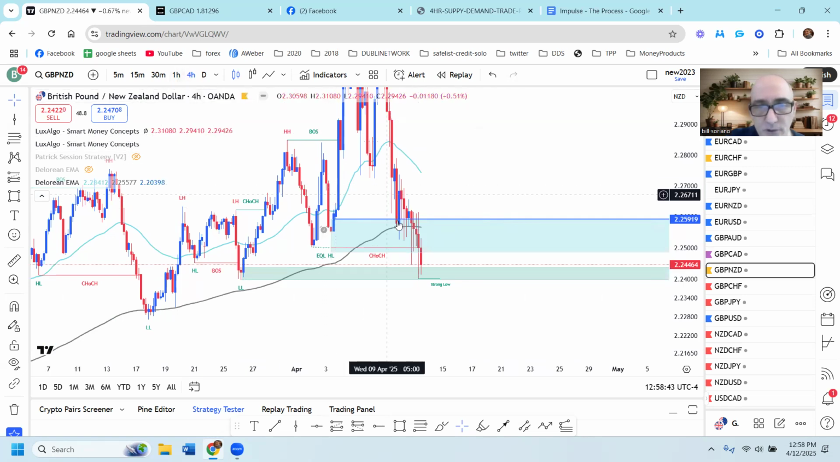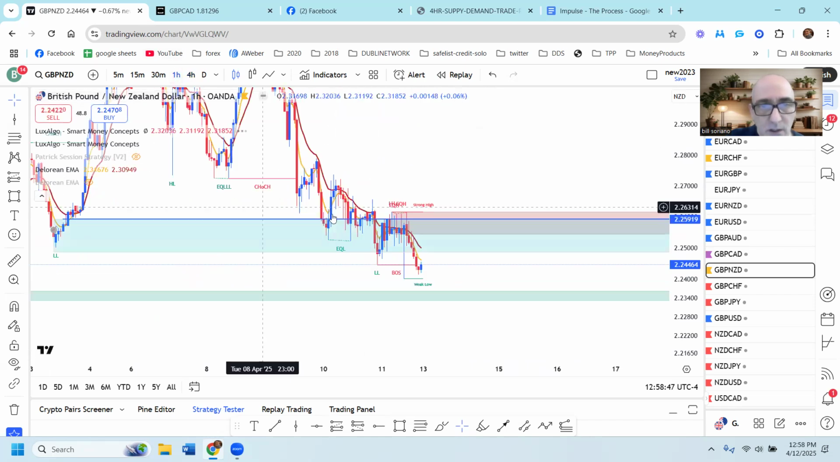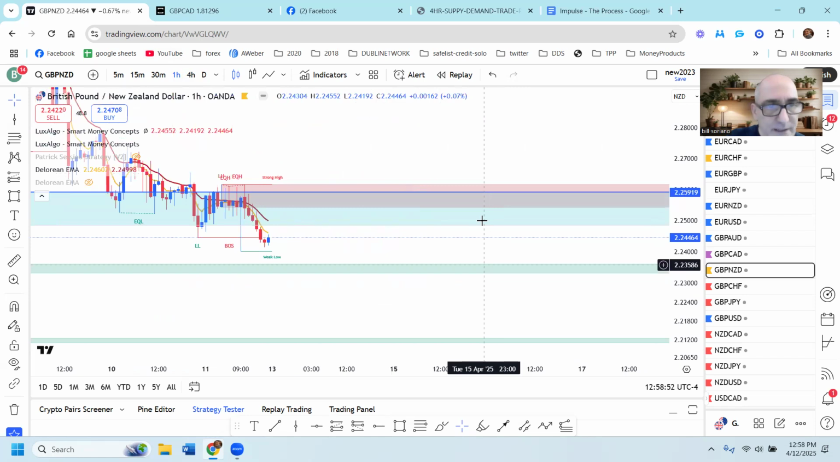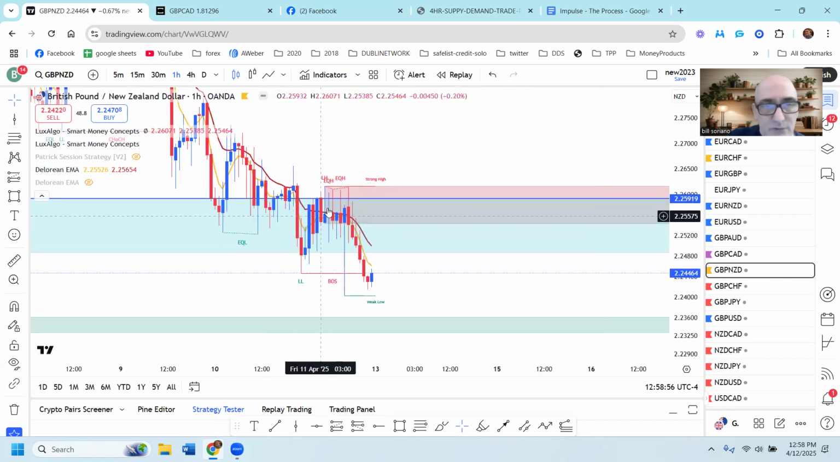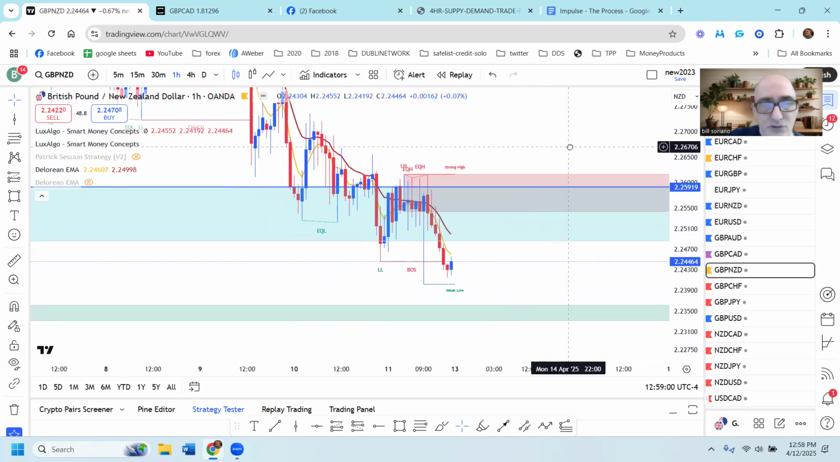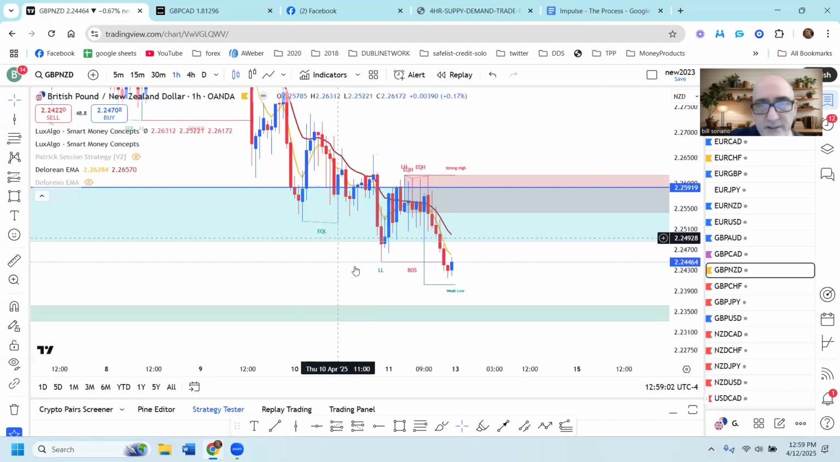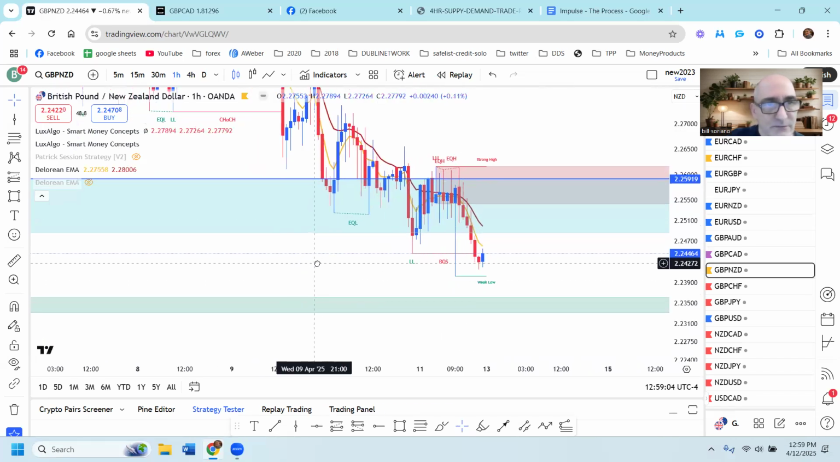Now, if we drop down to the 1 hour here, when price hits our 4-hour zone, we never get that buy shift. That yellow EMA, that 5 EMA, never crosses and closes above the 13. So we never get that buy shift. And like we showed, price comes right down into the next 4-hour zone.